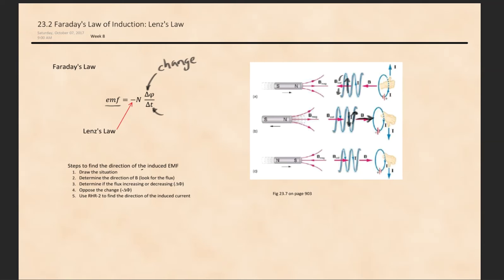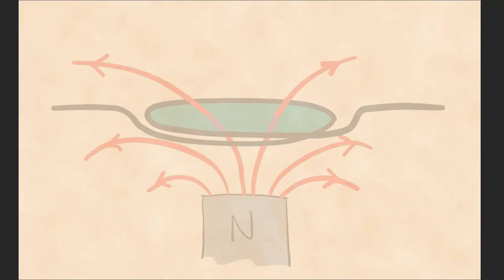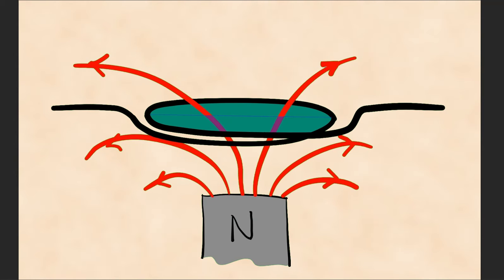But again, go through the steps: draw the picture, figure out which way the magnetic field is pointing, ask the question, is the flux increasing or decreasing? Then oppose that change. The loop will create its own magnetic field to oppose whatever you determined in step 3, and then use the right-hand rule to figure out what the direction of the current is due to that induced EMF. Let's take a look at that animation we had earlier and walk through this process.